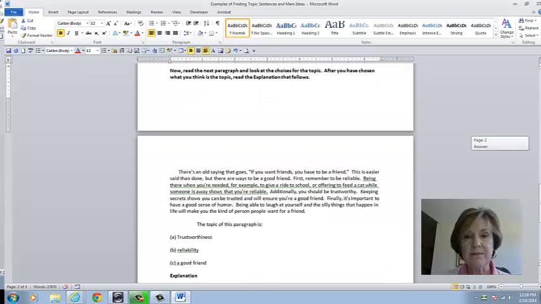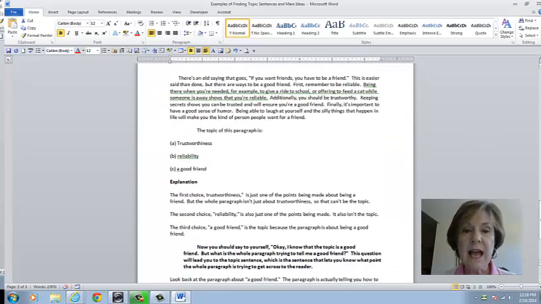If you see any of those words, that's a signal. It's a minor detail. Again, you can make a silly sentence. This is easier said than done, but there are ways to be a good friend.